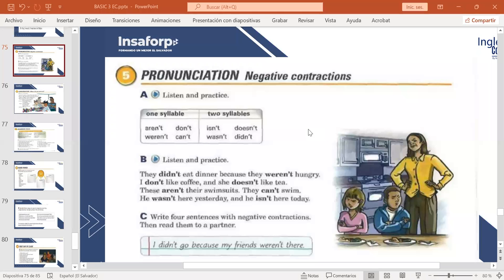Okay, we have negative contractions. Let's study in some negative contractions. We have one syllable contractions and two syllables contraction. So we have aren't, don't, weren't, can't. Then we have isn't, doesn't, wasn't, and didn't.